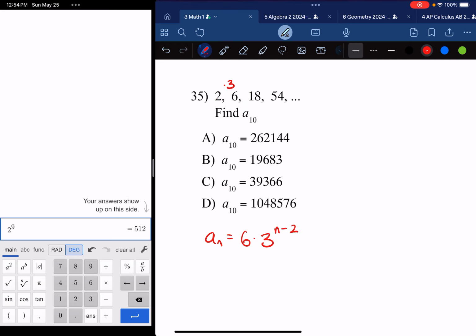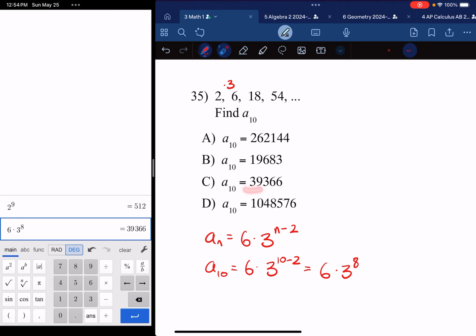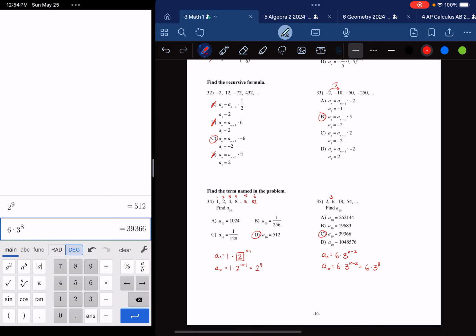And now I'm going to find the 10th term by swapping out the n for a 10 down here. When I do that, this is 6 times 3 to the power of 10 minus 2, which is just 6 times 3 to the power of 8. So I'm just going to type on my calculator: what is 6 times 3 to the power of 8? And I get my answer. It's the one that has the first two digits as 3 and 9. The correct answer here is C.